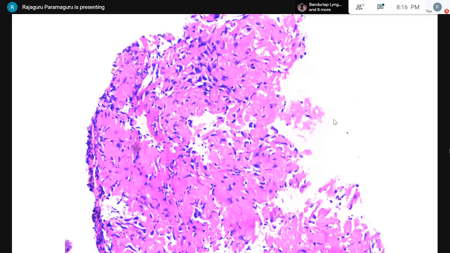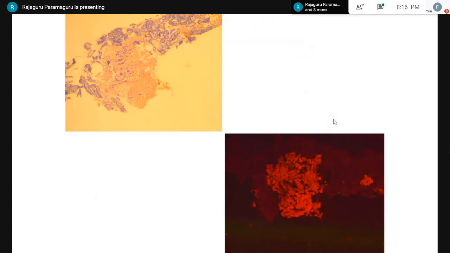Somebody has replied amyloid, Dr. Arpita Pandey. Yeah, very good. So better that we go ahead and do Congo red, and then this is an immunofluorescent microscope using a Texas red filter to demonstrate the amyloid deposition. So this is all for stomach.